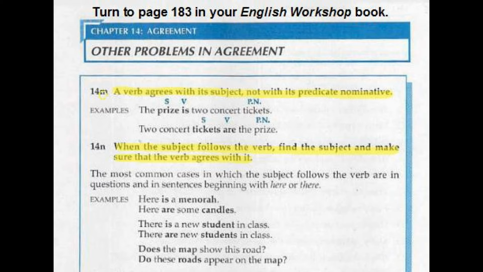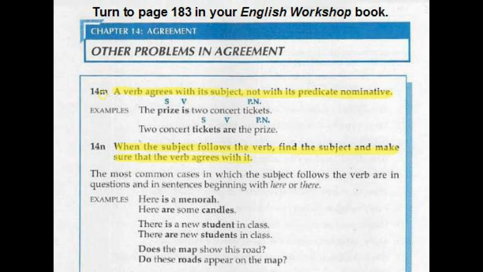Please highlight Rule 14M. I'll read it and I need you to highlight. A verb agrees with its subject, or a predicate agrees with its subject, not with its predicate nominative. Let's look at an example. The prize is 2 concert tickets. You're matching the predicate, the verb is, to prize, which is singular. That's why it's is and not are, instead of, the prize are 2 concert tickets. So just ignore that predicate nominative and match it to the subject.